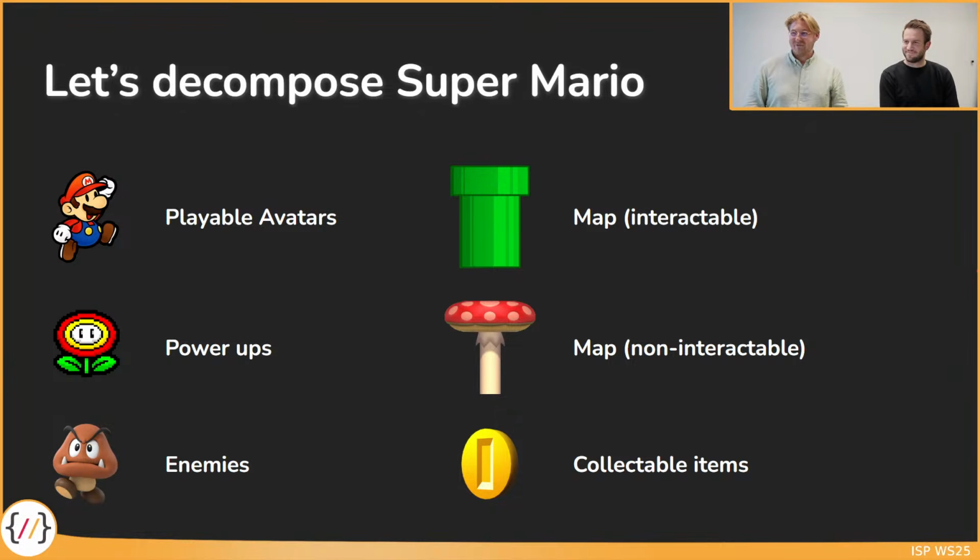We also have things that we can interact with. So the map, for example, we can jump into the pipe, but there are also things that we cannot interact with. They exist, but we cannot do anything with them. And of course, there are also other things like collectible items. So for example, we can collect coins while playing the game. So these are roughly a few game elements that we can decompose when we have a look at Super Mario. And we will now find out why this is important.